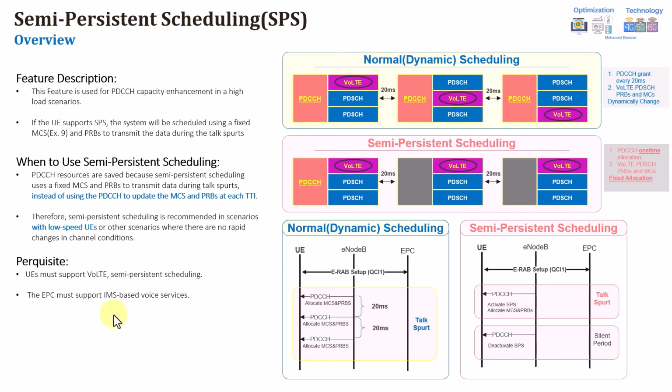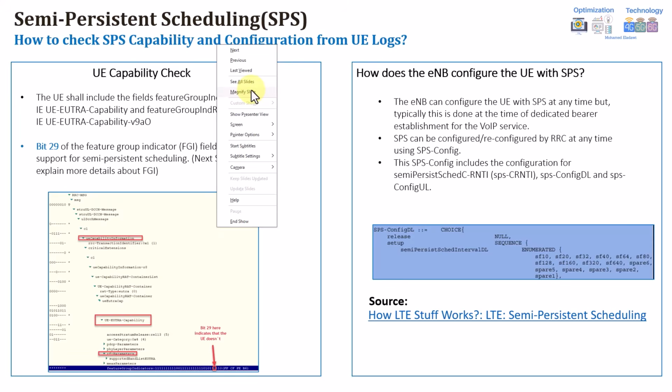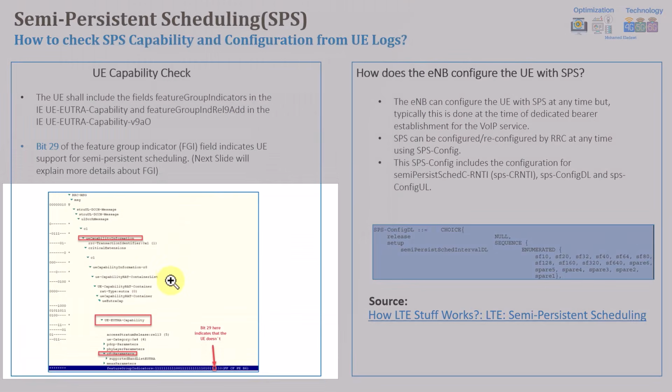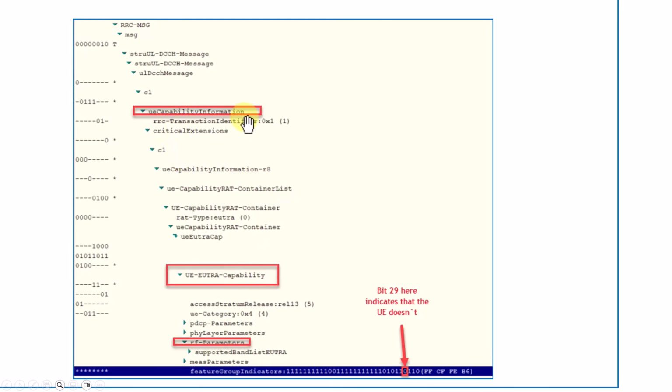Now let's move to the next part about how to check the capability of this feature. As you can see here, this is explaining how you can check the SPS capability, whether the user is supporting semi-persistent scheduling or not. If you look at this figure, this is from the UE capability information message, like whenever in 4G you have the UE capability information being sent. You'll find under the UE capability information, then UE EUTRA capability, then under RF parameters, you'll find something called FGI, or feature group indicators.